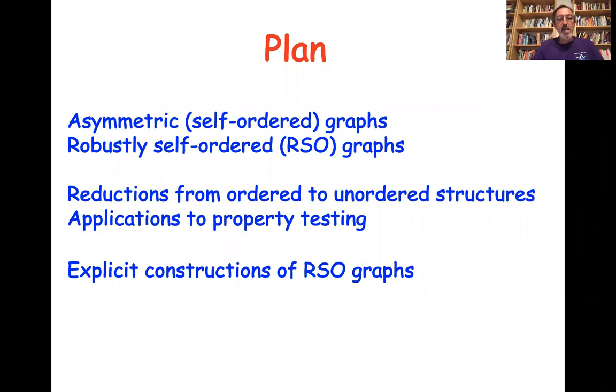The plan is simple. I'll tell you what the basic notions are: asymmetric graphs, which are self-ordered graphs, and then this robust notion of asymmetric graphs, which we called RSO, robustly self-ordered. Then we'll talk about reductions from ordered to unordered structures using these RSO graphs and see applications to property testing. And at the end, I want to demonstrate one explicit construction of such RSO graphs.